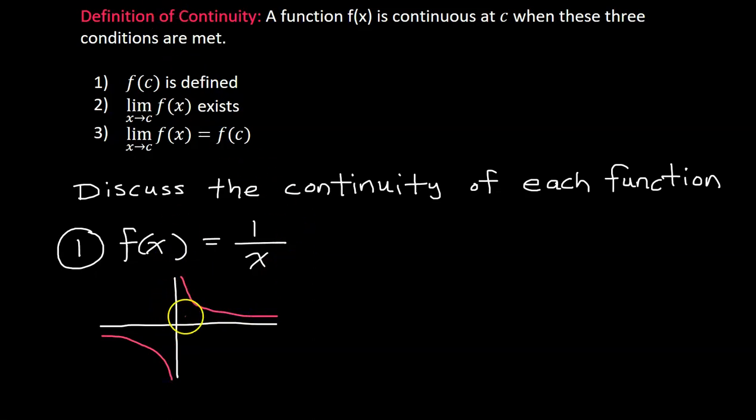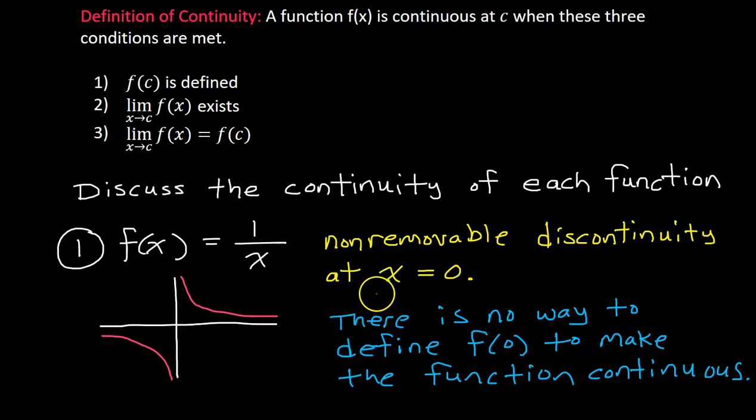So is this going to be a removable discontinuity or a non-removable discontinuity? There's definitely a non-removable discontinuity at x equals 0. There's no way to define f at 0 to make the function continuous. In other words, there's no single dot that I could put on this graph that would fill in this gap.